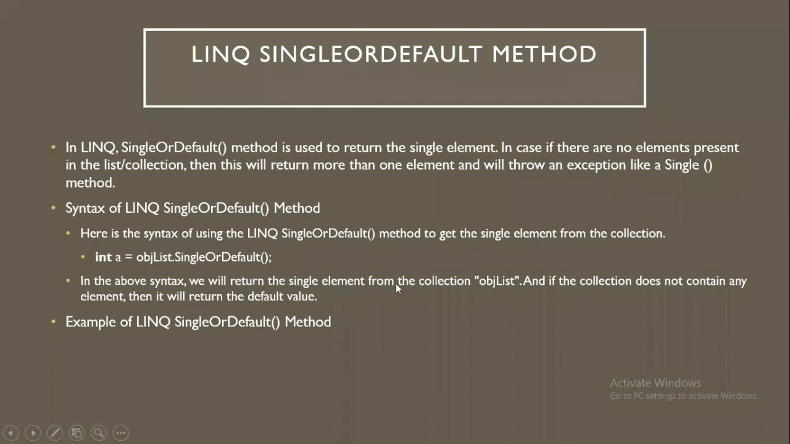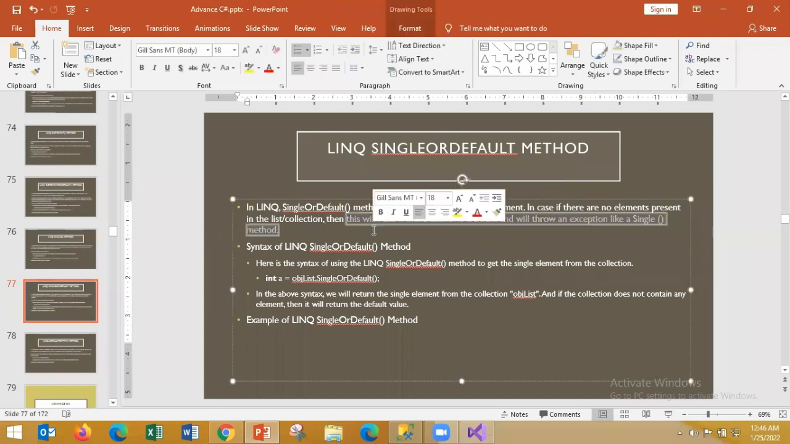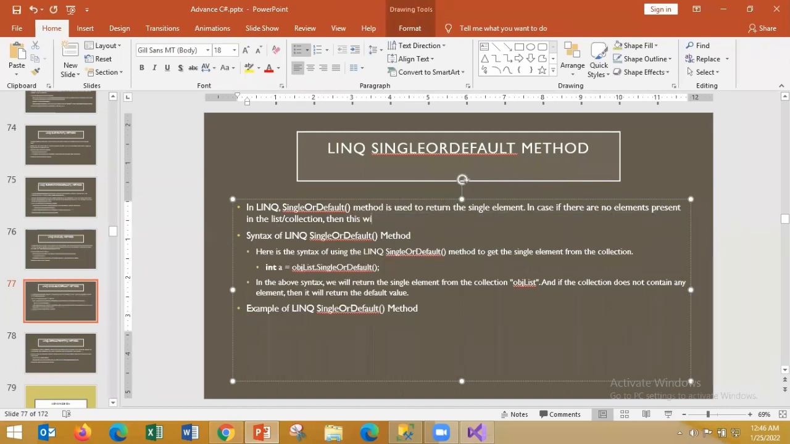It will return a single element from the collection, and if the collection does not contain an element, then it will return the default value. So this is something like that. It will return the default value.